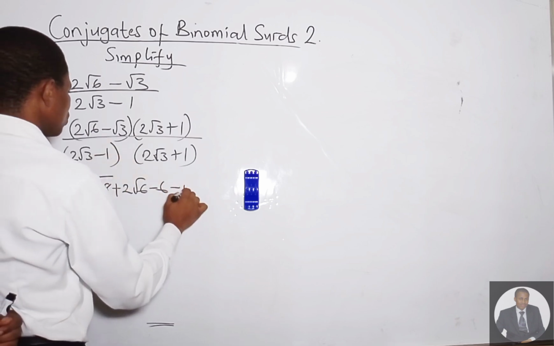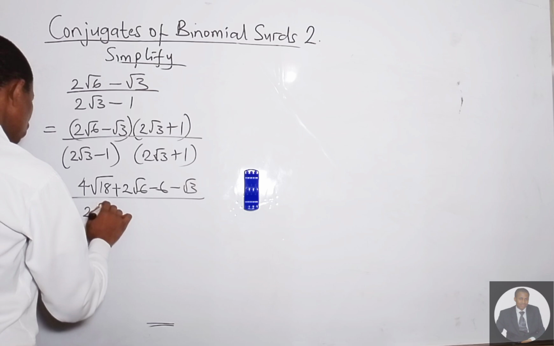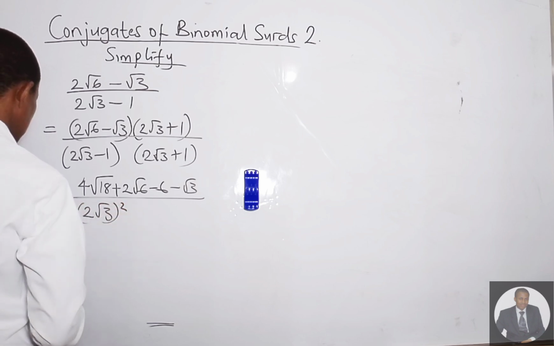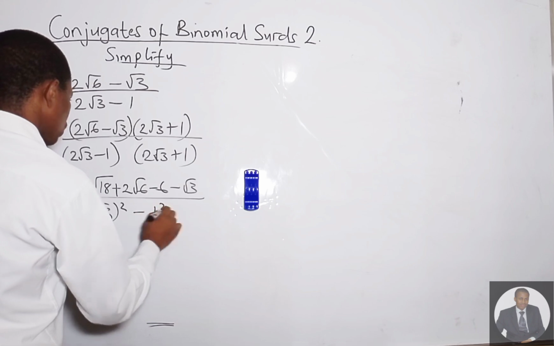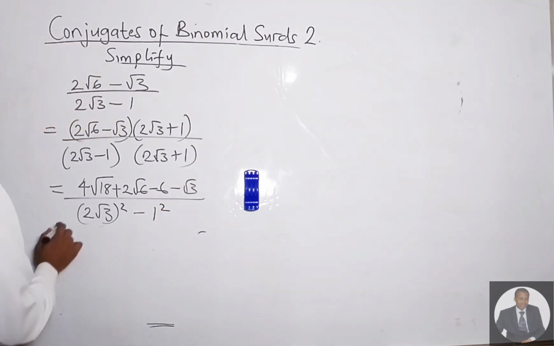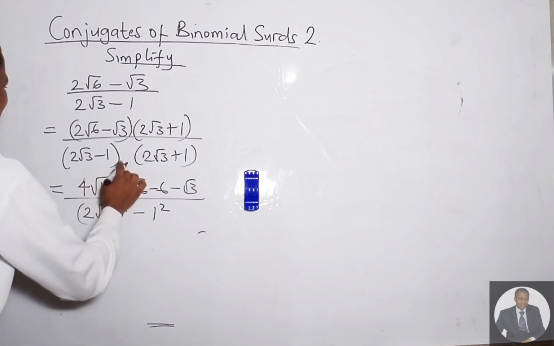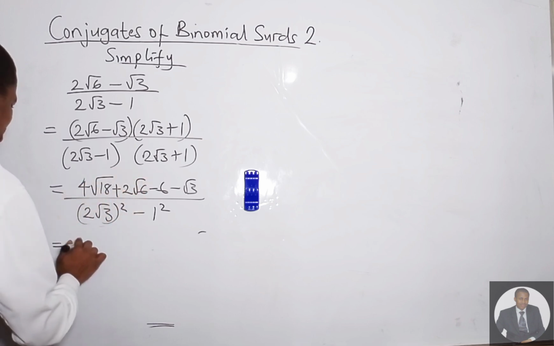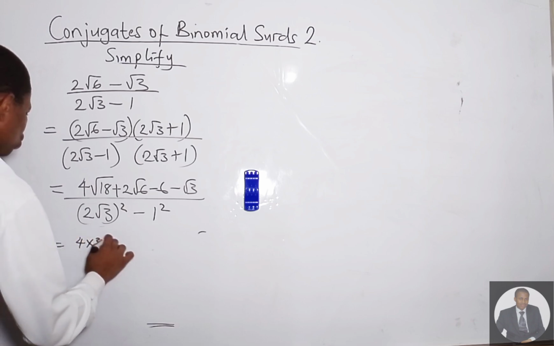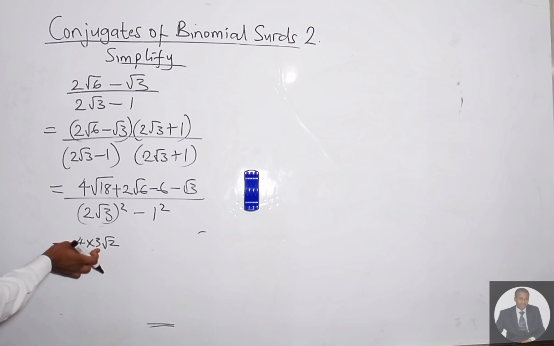Then we have minus root 3 over 2 root 3 squared minus 1 squared. So root 18 is same thing as saying root 9 times 2. So the square root of 9 is 3. So it will be 4 times 3 root 2. 3 root 2 is expressed as root 18. 3 times 3, 9. 9 times 2 is 18.